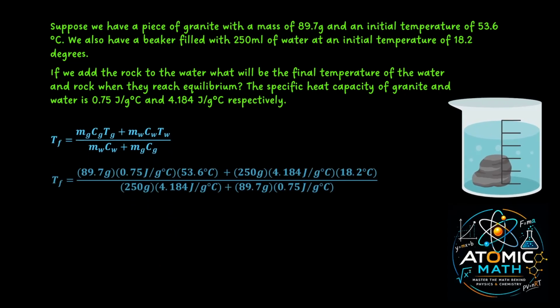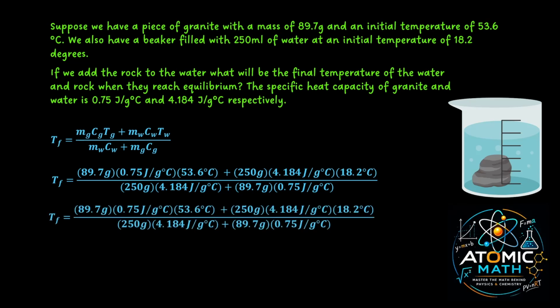So if we put our values in, we see we have the mass of the granite, the specific heat capacity of the granite, the initial temperature of the granite, and then we have the water, specific heat capacity, the initial temperature of the water, and then divided by the mass of the water, specific heat of the water, mass of the granite, specific heat of the granite. So once we've plugged all this in, we're going to get 20.3 degrees Celsius. So the final temperature that both the rock and the water will have is 20.3 degrees Celsius.